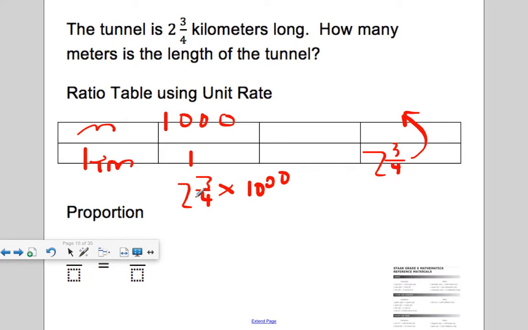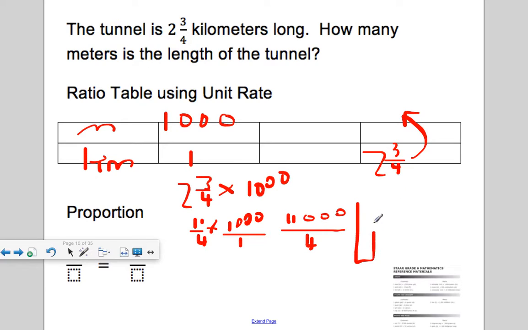So 2 3/4 is 11/4. And 11/4 times 1,000. Now how do you write 1,000 as a fraction over 1? So that's 11,000 over 4. Can this improper fraction be simplified? I bet you can. I know at Pattison they use something called the big one. So I'm going to divide both of these by 4.